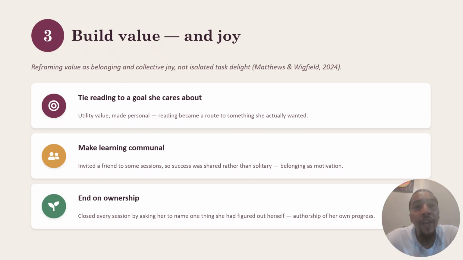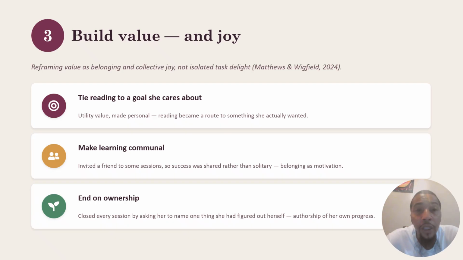Act 3 built value and deliberately joy, following the reframing that attainment and interest value can live and belong in collective joy rather than isolated task delight. I did three things. I tied reading to a goal she genuinely cares about. That's utility value made personal. So reading became a route to something she actually wanted.